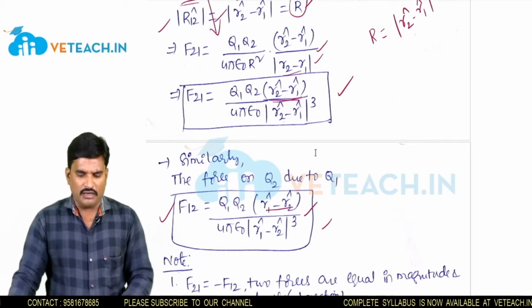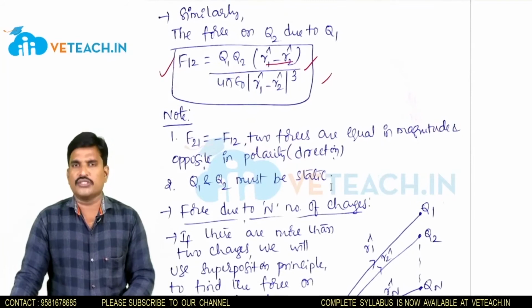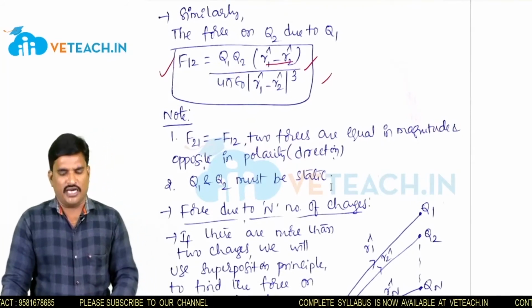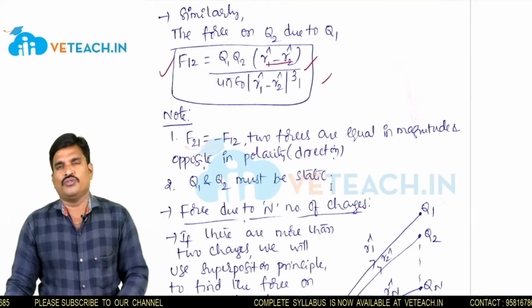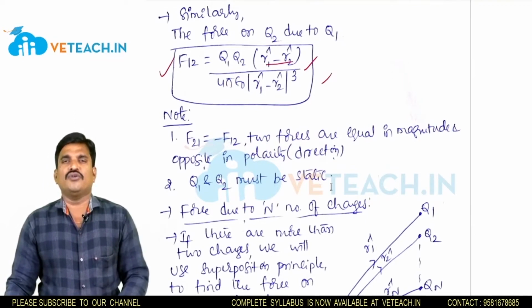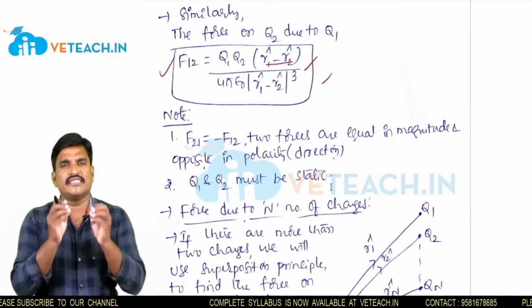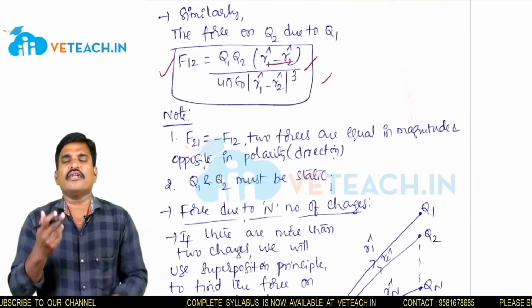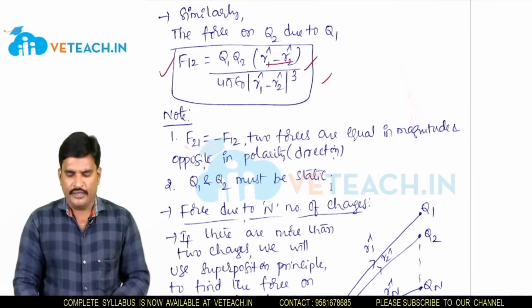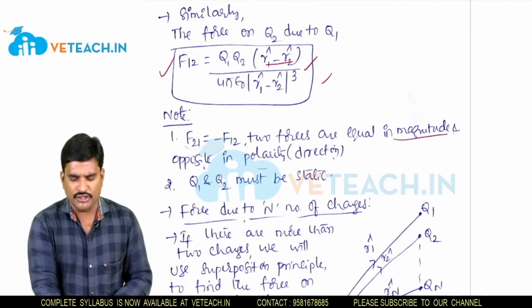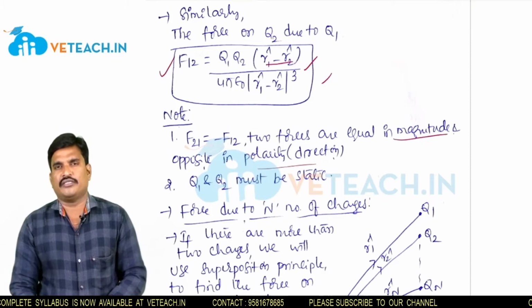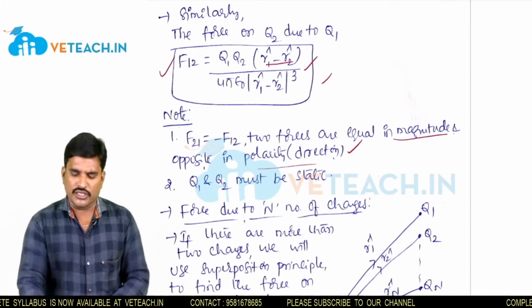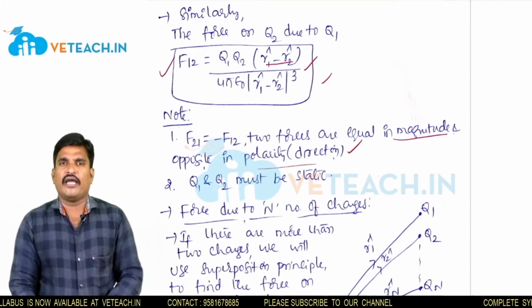Can I make one or two important conclusions of this Coulomb's law? They are, F21 is equal to minus F12. What is the meaning of that? The two forces have the same magnitude, but they differ in direction. The force is equal in magnitude but opposite in polarity, that is, direction. This is one important conclusion on Coulomb's law, and I have a second.